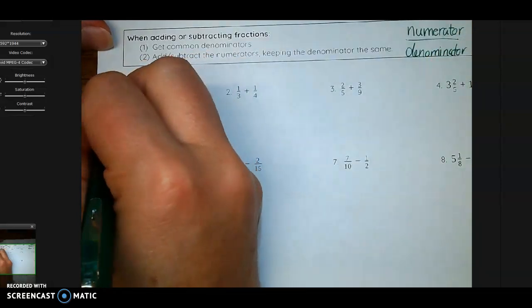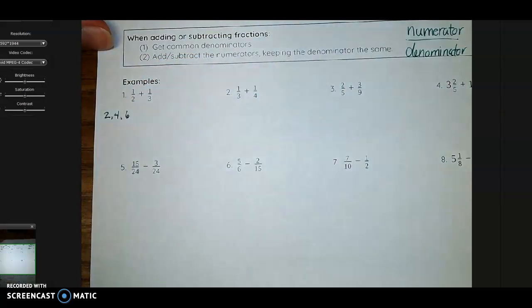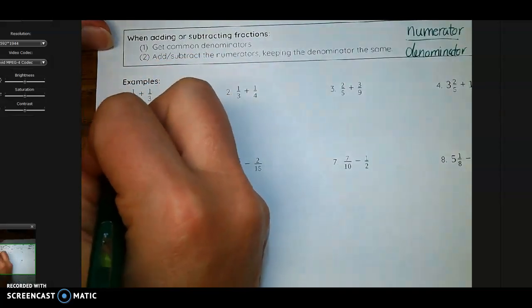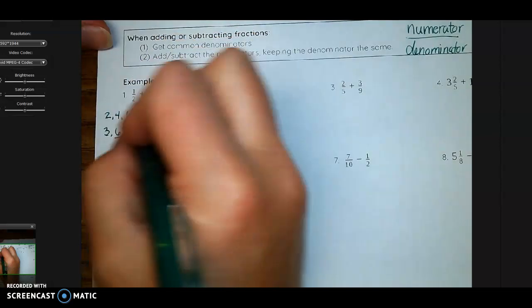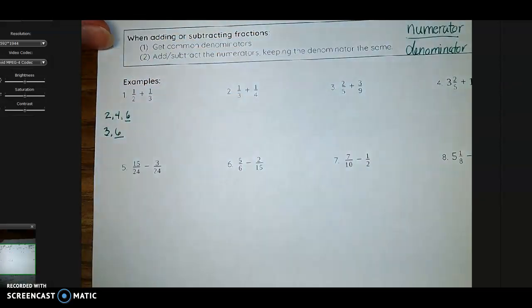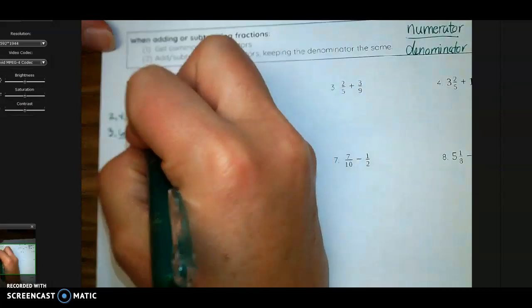I'm going to go by 2s. I've got 2, 4, 6. Like, 3's 3, 6. There's my common denominator. I'm going to turn them both into a 6. I think it's easier to do that when they're vertical. If you feel comfortable doing that with them horizontal, please feel free to do that.